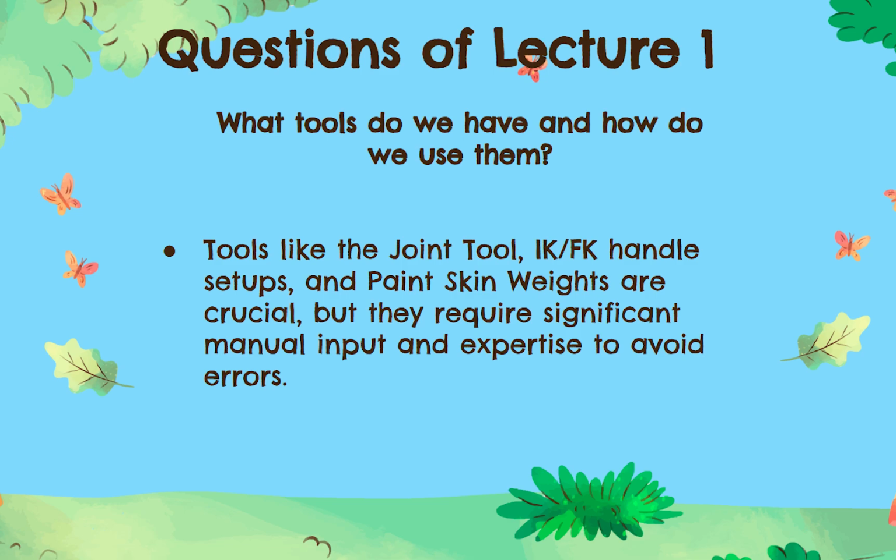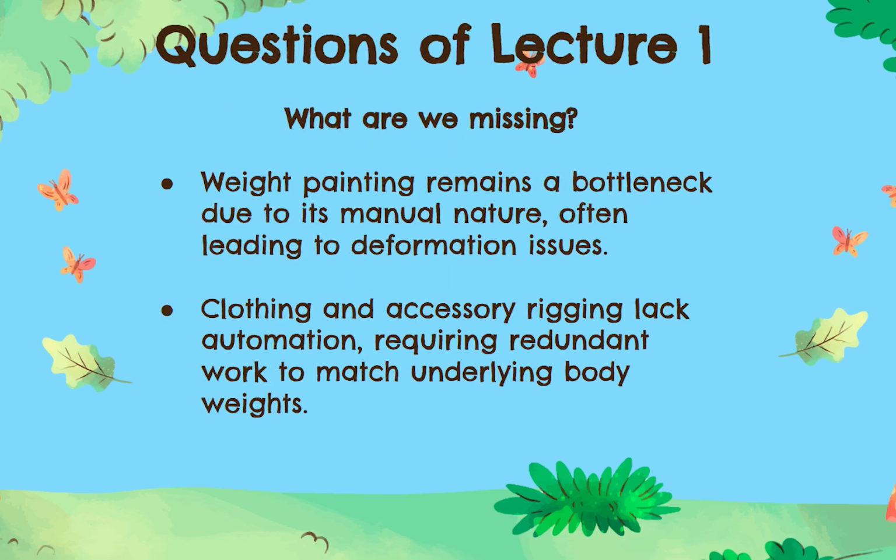Tools like the joint tool, IK/FK handles, and the paint skin weights are crucial, but they require significant manual input and expertise to avoid errors. For the question, what are we missing? I figured out that weight painting remains a bottleneck due to its manual nature, often leading to deformation issues. Clothing and accessory rigging lack automation, requiring redundant work to match underlying body weights.